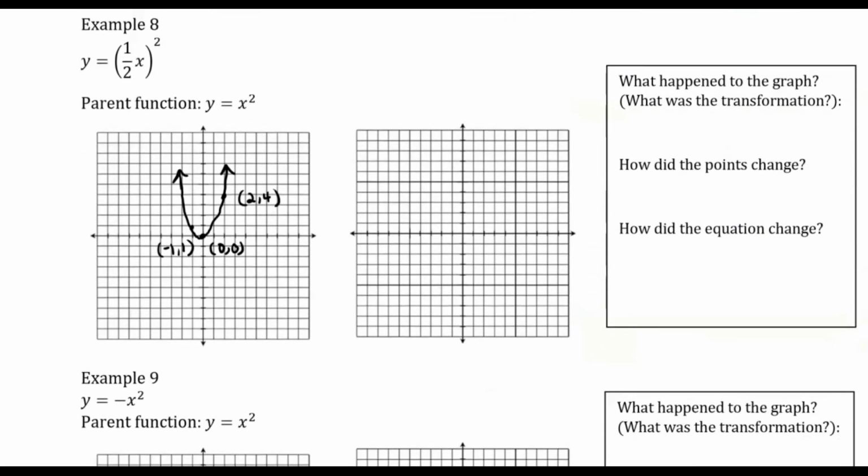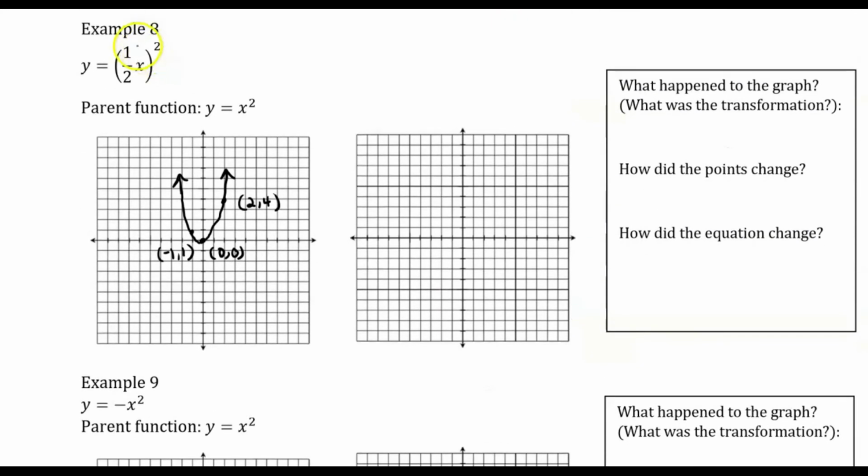Now let's look at example 8. Here we have a 1/2 on the inside of the function. I already have the parent function sketched. I'll go ahead and sketch in the new equation for 1/2 x quantity squared. This graph still goes through the point 0, 0, but it no longer goes through the point 2, 4, and now goes through the point 4, 4. And it no longer goes through -1, 1, and now goes through -2, 1. So this graph now looks like this.